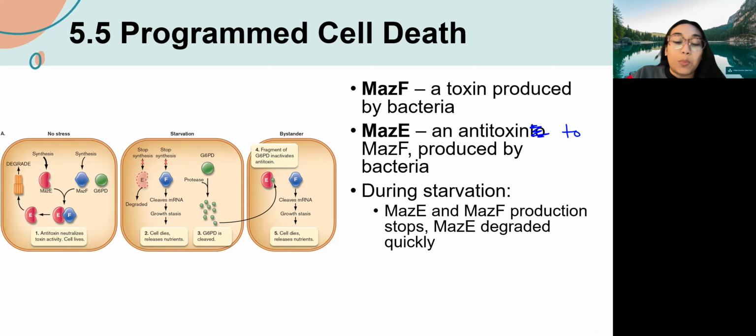So now that's bad, because now we have MASF without the MAS-E. Remember, MAS-E is the antitoxin and MASF is the toxin. If MAS-E is gone, but MASF is still present, then the cell ends up dying. So MASF, which is still present, causes mRNA to be cleaved, causes the growth to stop, and then ultimately the cell dies and it kills itself. Okay, so that's how the trigger happens. And so again, MASF causes the cell death.